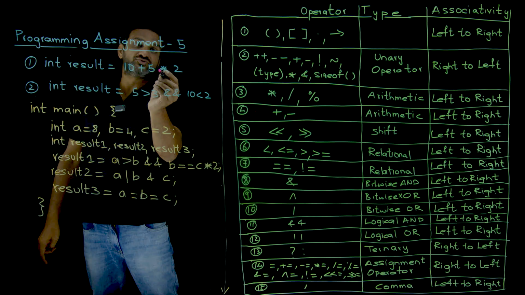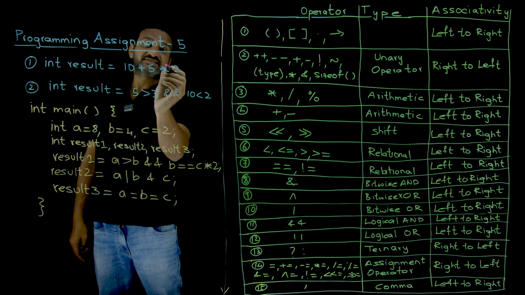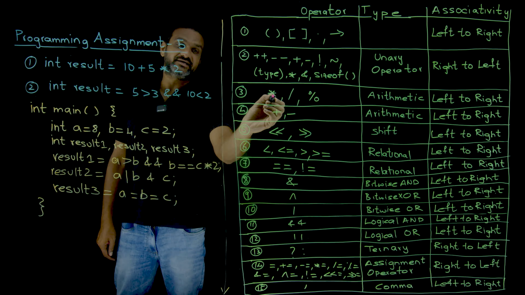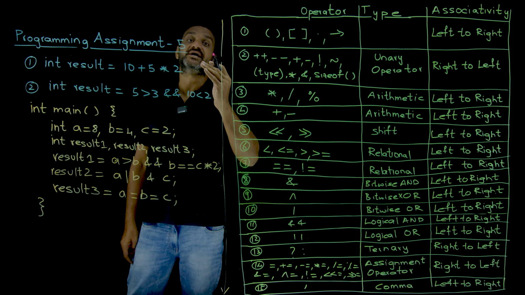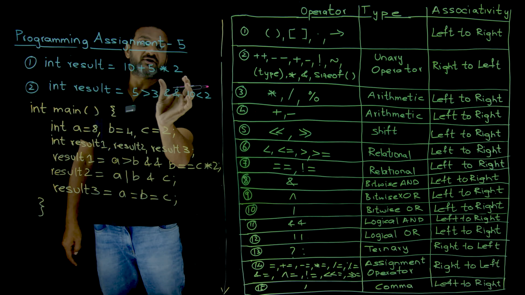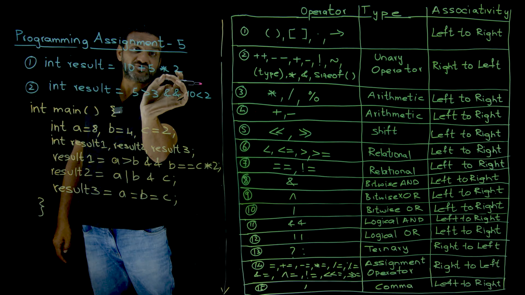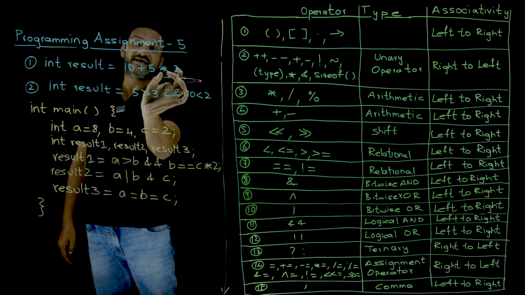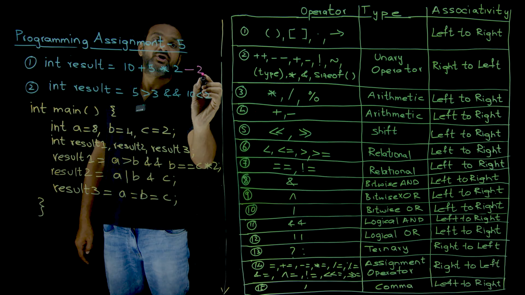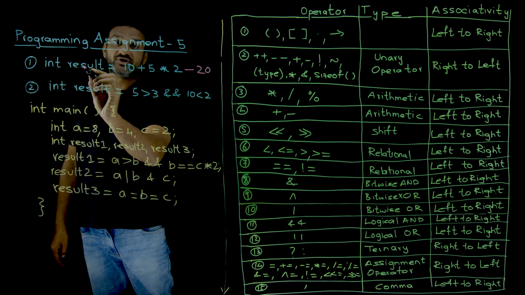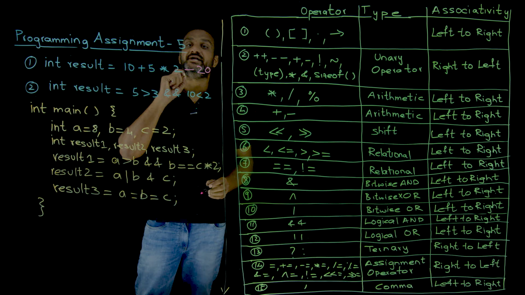Now, of these two operators, this one has rank 3 and this one has rank 4. Rank 3 is higher than rank 4. So this part gets executed first, which is 5 into 2, 10, and then 10 plus 10, which produces an outcome of 20. So the result is going to have a value of 20.